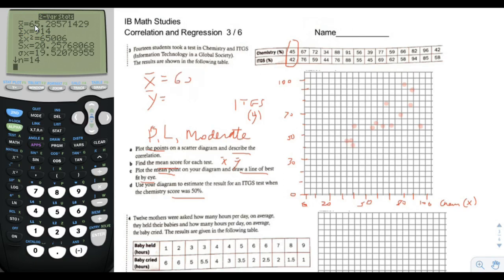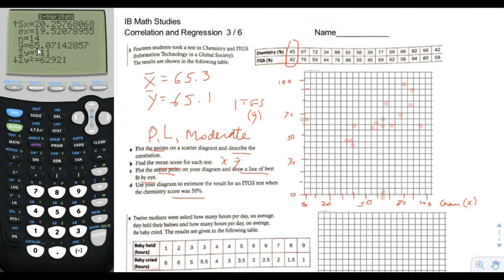65.3 actually. Make sure you leave three significant figures. Y bar is 65.1. Now we're going to mark these here on the x-axis and y-axis. 65 is about there, 65.3, and then y bar 65.1. Okay, and then we're going to plot the point 65.3 comma 65.1, it's right there.